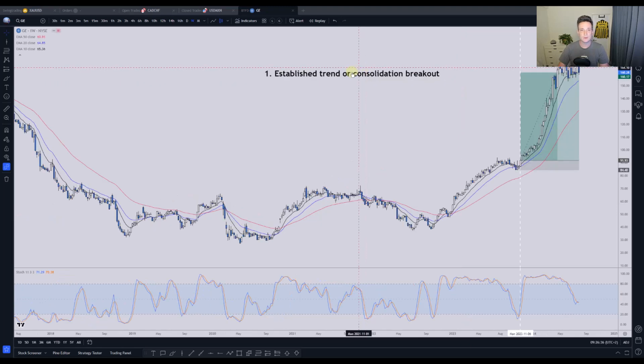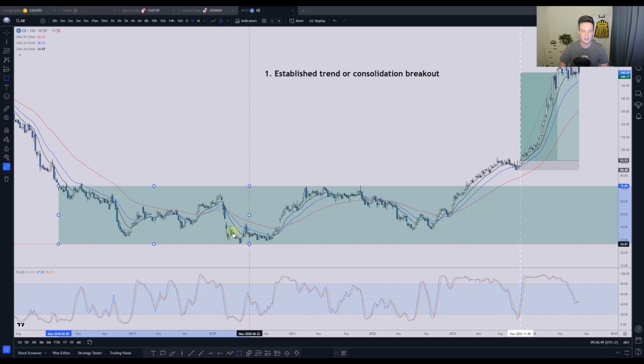So number one is we want to be in an established trend, or we want to have a consolidation breakout. In this case here, I would not say that this is an established trend at the time of our entry. However, we had this almost 5-year-long consolidation here on General Electric, which then broke out. So this is obviously a strong consolidation breakout.